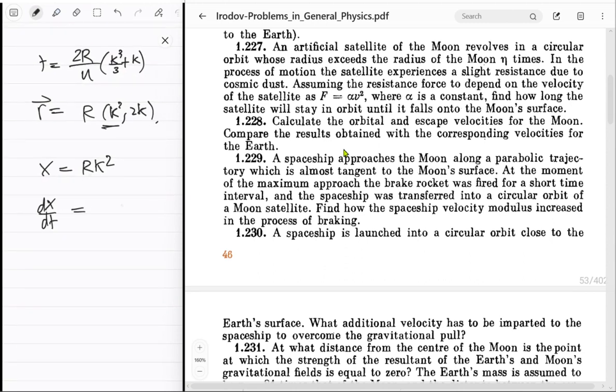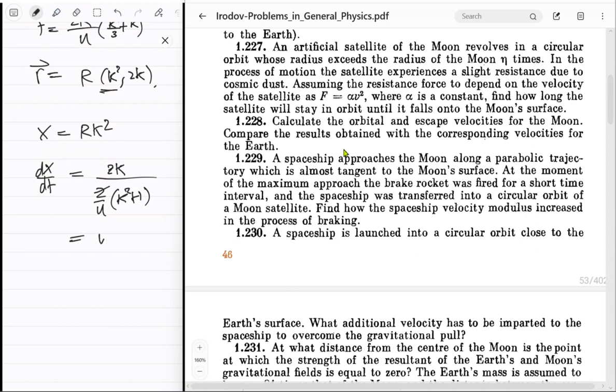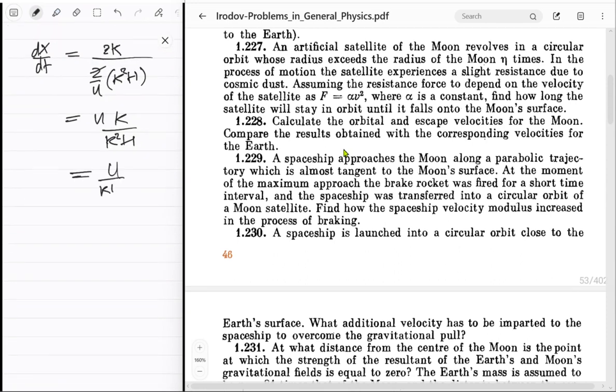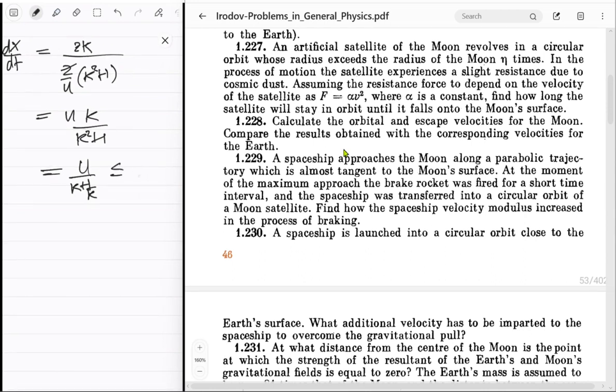So this thing is like 2k, that r will cancel. We don't have to worry about that. 2 upon u and the derivative of that guy, which is not that bad. This is k square plus 1. Awesome. So this is going to be u k upon k square plus 1. The thing is, this is a constant. This is just equal to u upon k plus 1 upon k. But we know k plus 1 upon k is bigger than or equal to 2, right? So this thing is actually less than or equal to u upon 2.